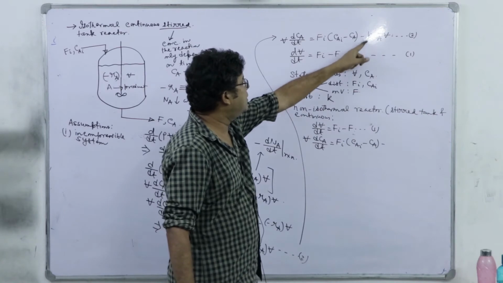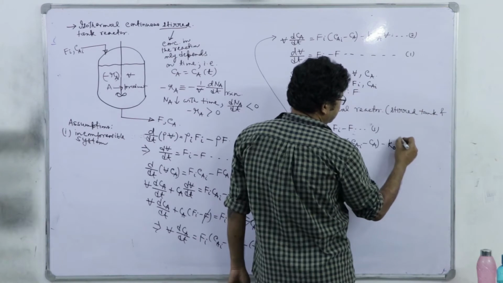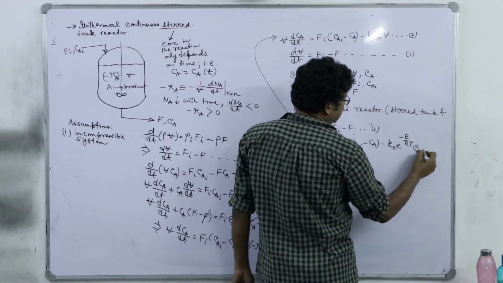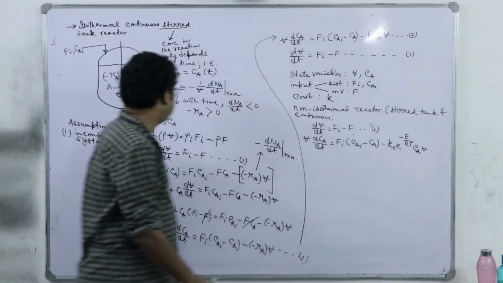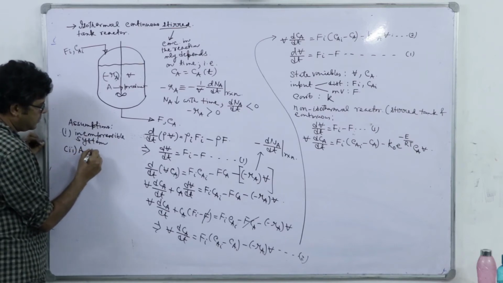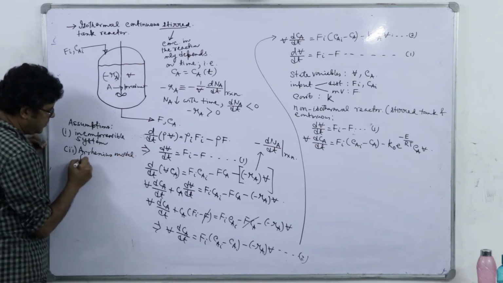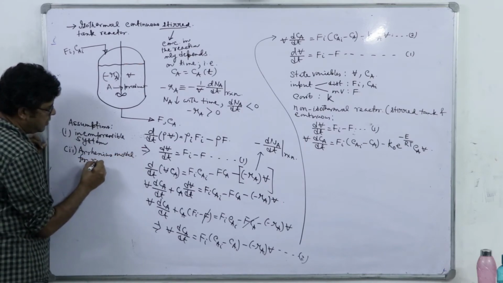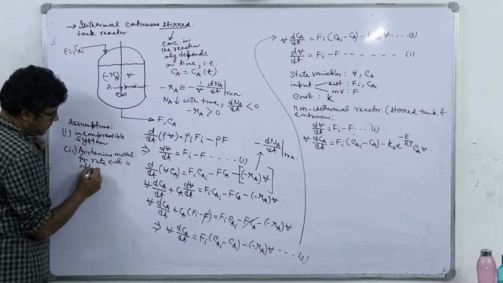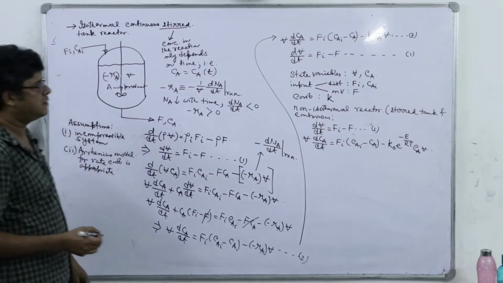K here is a function of temperature, we use Arrhenius. Right. So, you can write in the assumptions that the Arrhenius model for the rate constant is appropriate. Right. So, that is equation 2.